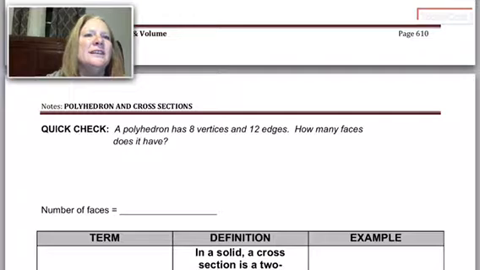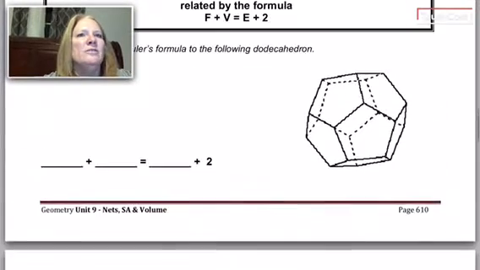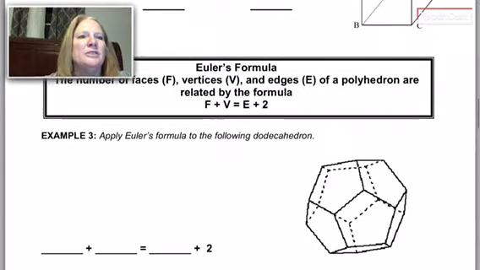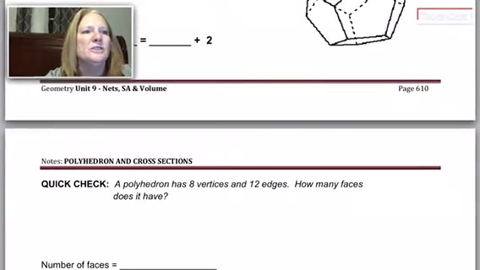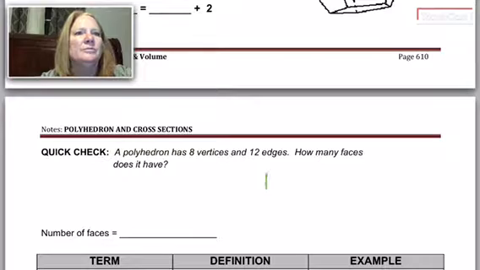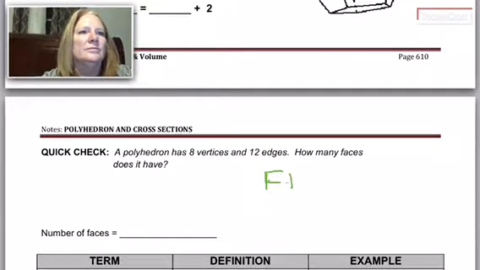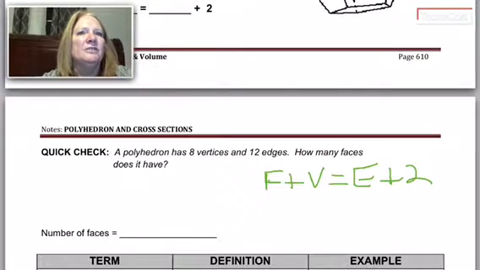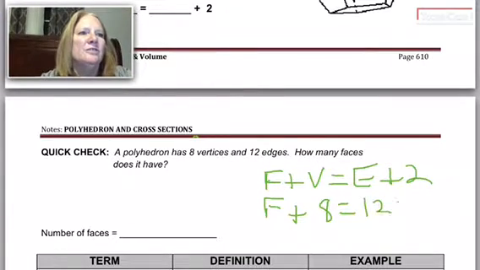A polyhedron has 8 vertices and 12 edges. How many faces? So we're going to go back to the formula: faces plus vertices equals edges plus 2. And just fill in. We want to know the faces. So faces plus 8 vertices equals 12 edges plus 2. And then you just solve.